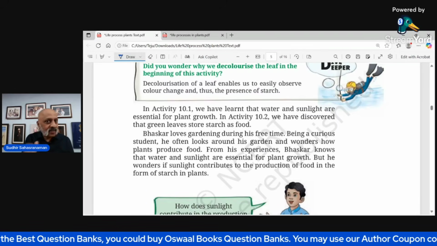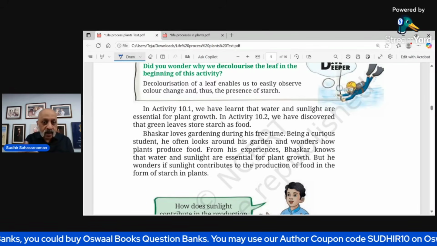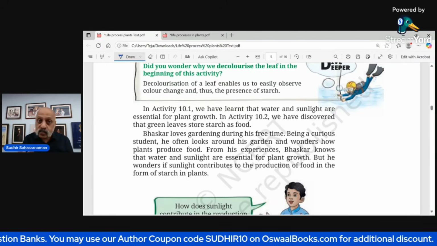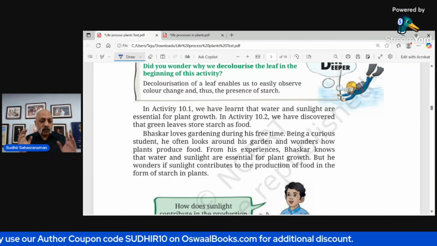Now, water and sunlight are important. We've already learned that. Now, in activity 10.2, what have we learned? That green leaves store starch as food. So this is the second experiment with which we have learned.